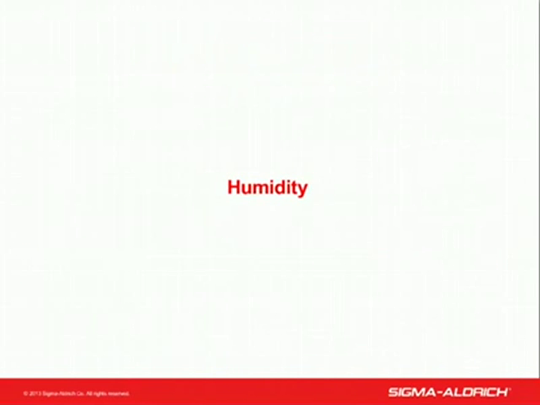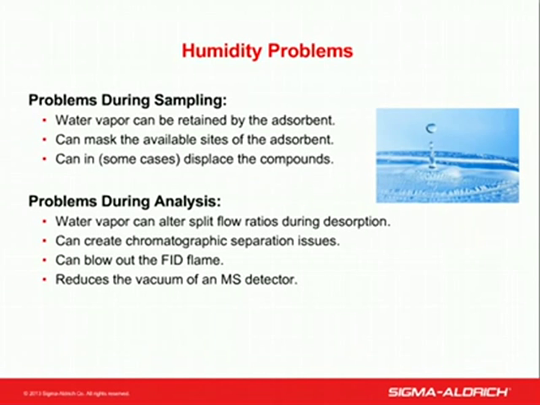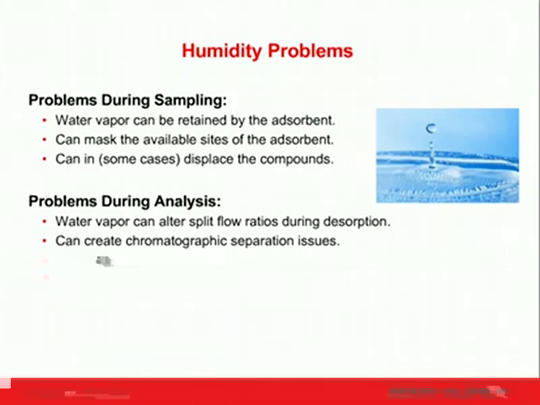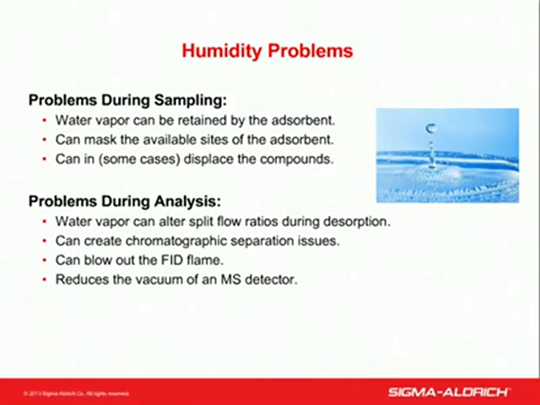So humidity. Most of the time when we're sampling, humidity is always present at some level. And humidity causes us some problems. Problems during sampling are water vapor can be retained by the adsorbent, it can mask the available sites of the adsorbent, and can in some cases displace the compounds. Problems during the analysis, water vapor can alter the split flow ratios during the desorption, can create chromatographic separation issues, can blow out the FID flame, and reduce the vacuum of an MSD detector.